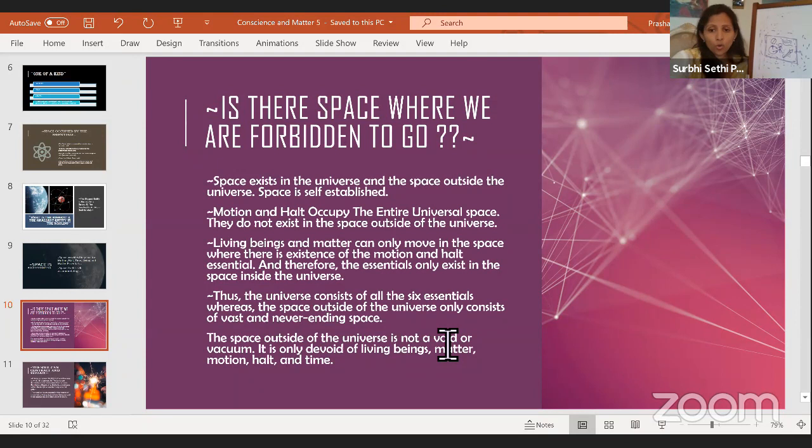They say that it is void from the aspect of the other essentials: no living can go there, no matter can go there, no motion or halt can go there, no time can go there. But it still has space essential. This one essential is still existing. So can we really say it is void? No, we cannot say it is void. We have to say the space beyond the universal space is not void. It has one essential, the space essential, in it. Okay, that is clear now. Let's move forward with the next slide.